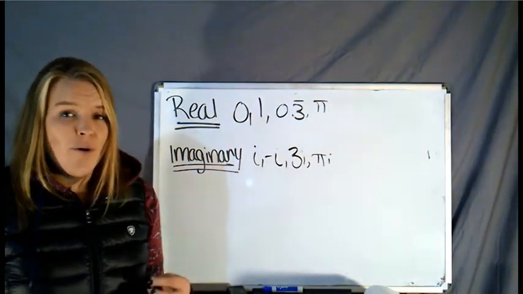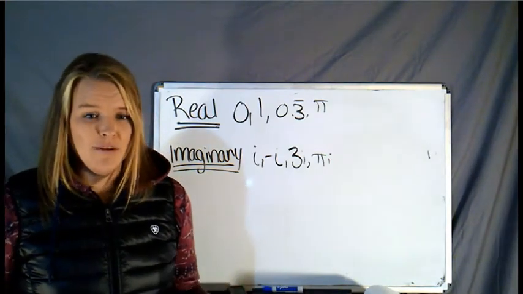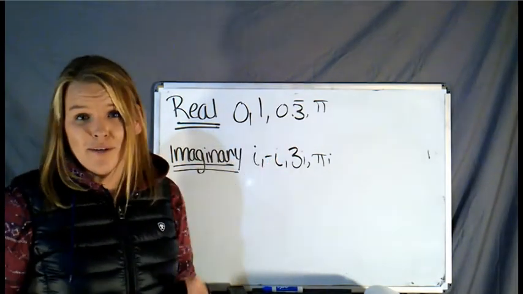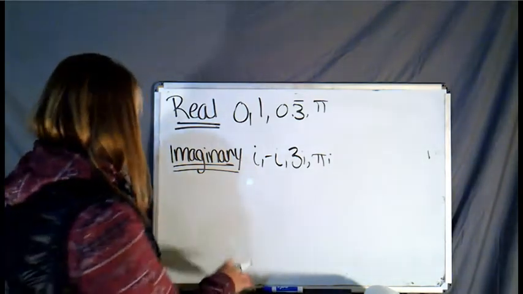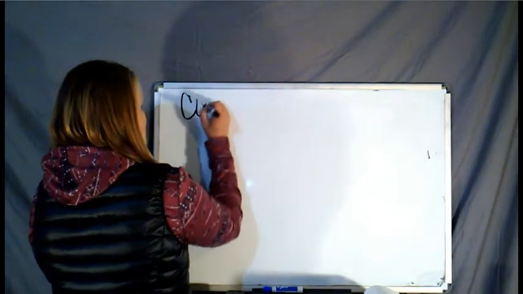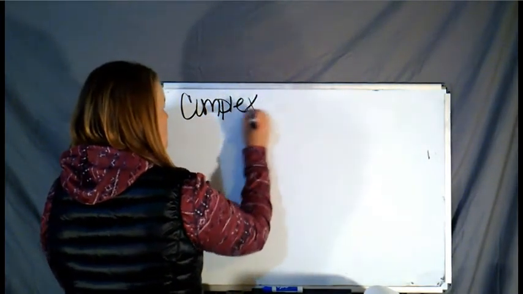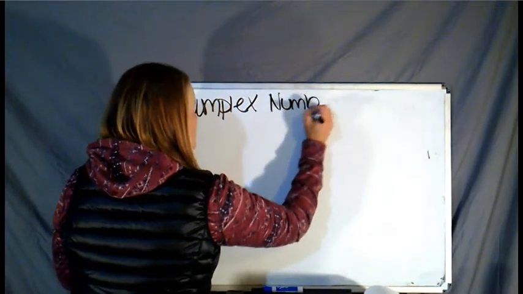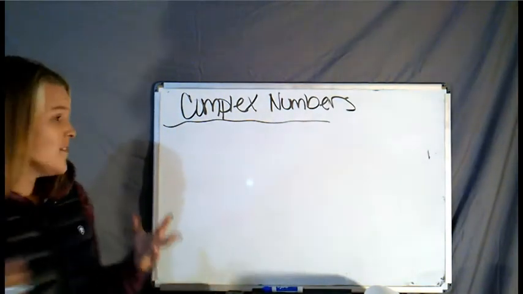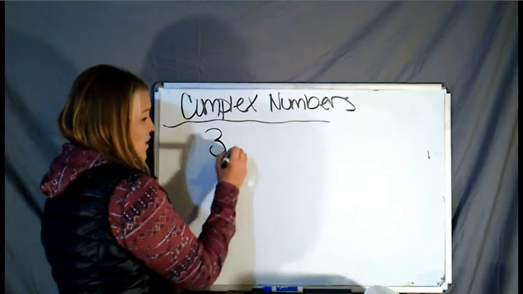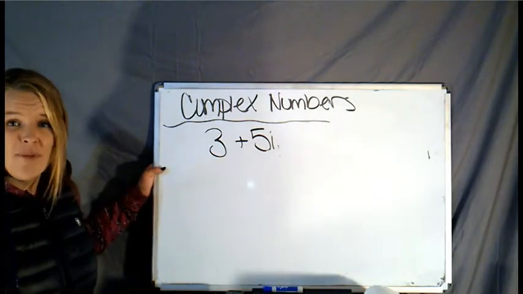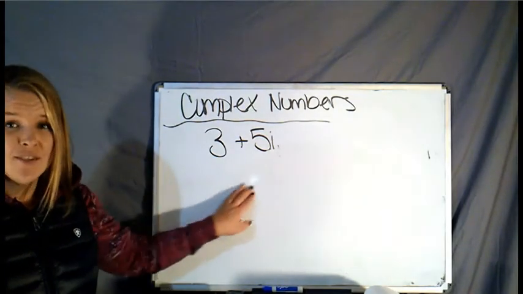So now, what if I combined these real and imaginary numbers so that they became sums and differences of other real and imaginary numbers? What would you call that? They're called complex numbers. Complex numbers such as me taking real numbers, 3, and adding imaginary numbers. This is a complex number, and you might be tempted to add these two, but you can't.